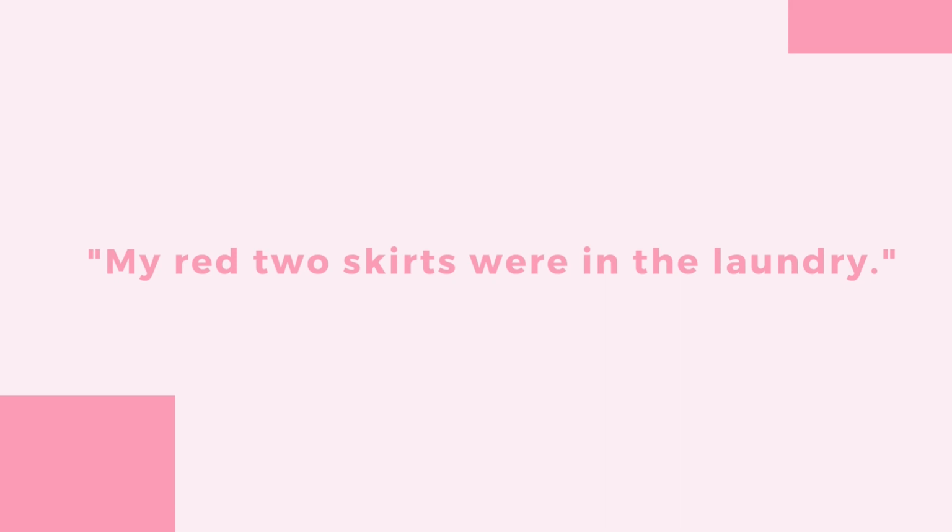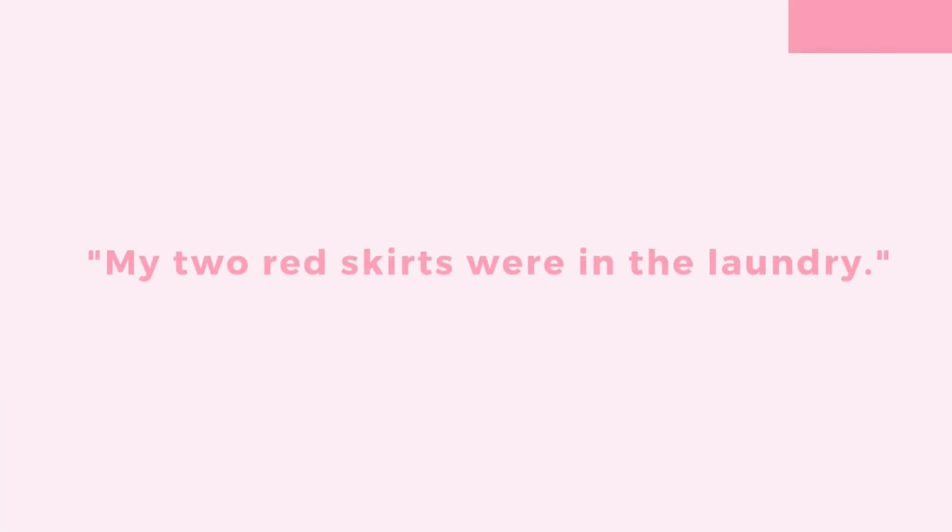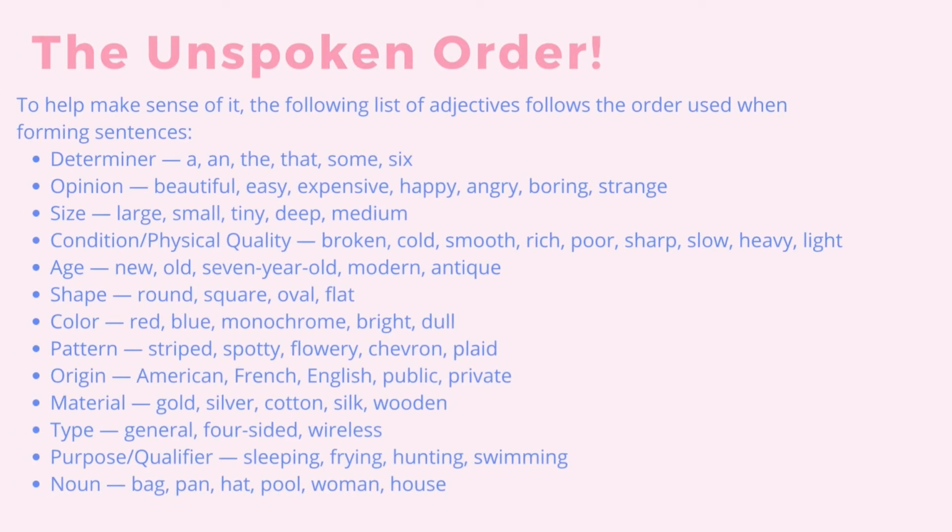Let's also read another sentence. My two red skirts were in the laundry. Why does this one sound better than the previous one? Because there is an unspoken order that native English speakers intuitively follow while using various adjectives in a sentence. Intriguingly, many of us aren't even aware that there is an order, let alone that we are complying with it.